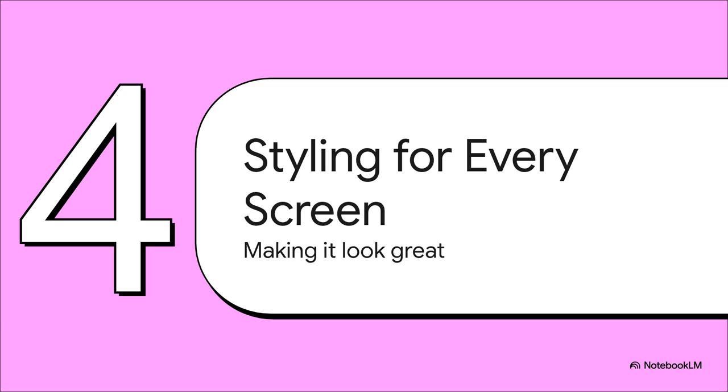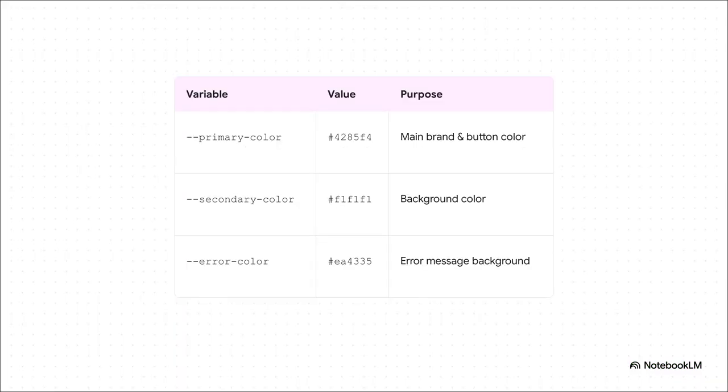So our components are built, they're working, but let's be honest, they probably don't look very good yet. So the next step is styling. How do we make our app look polished and professional on any device, from a tiny phone to a giant desktop monitor? Well, the secret here is using something called CSS variables. Think of these like a master control panel for your app's entire look and feel. We set our main brand color, our background color, even our error color, all in one central place. Need to rebrand the whole site? You just change these few lines and boom, the entire application updates instantly.